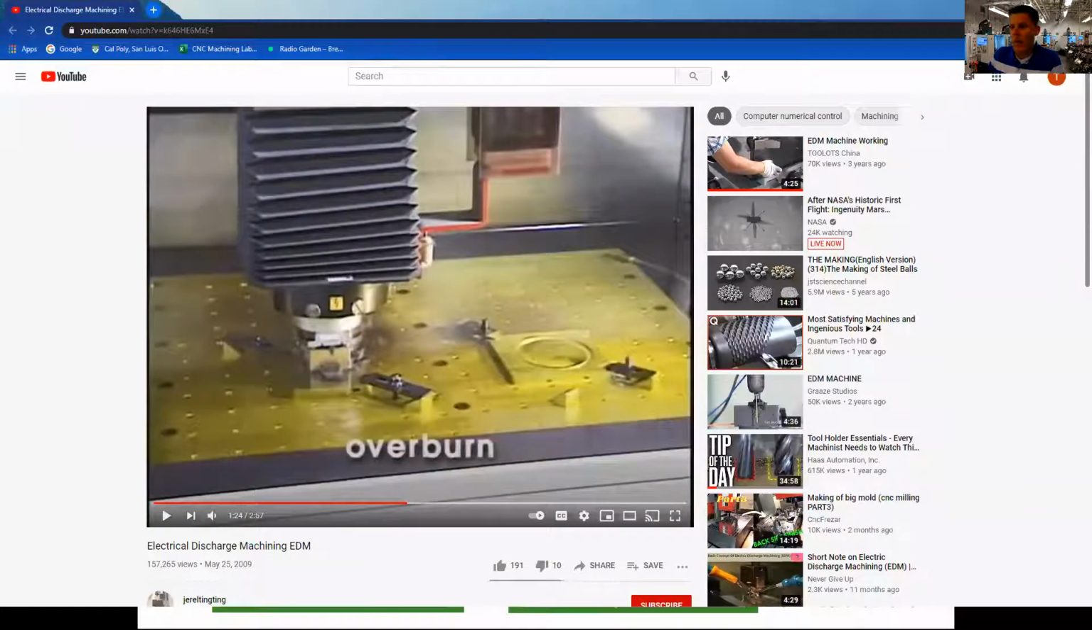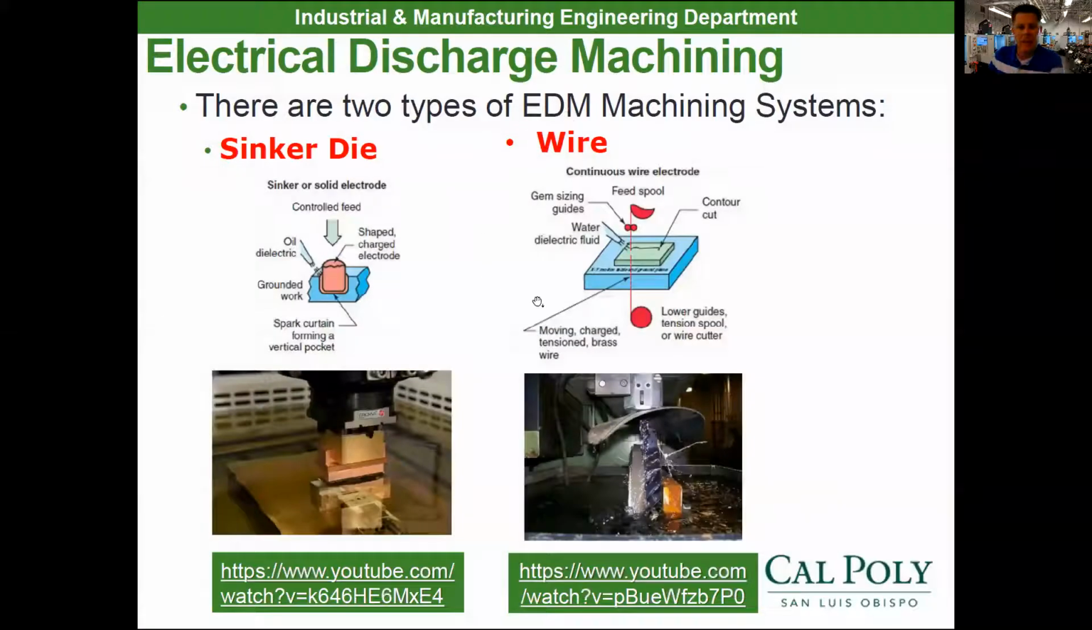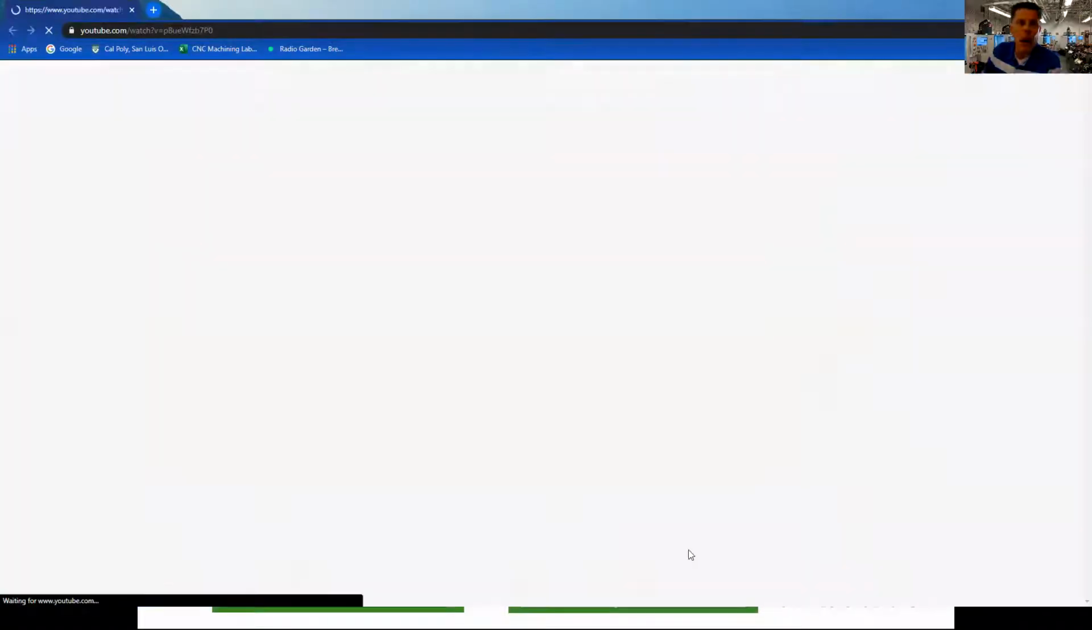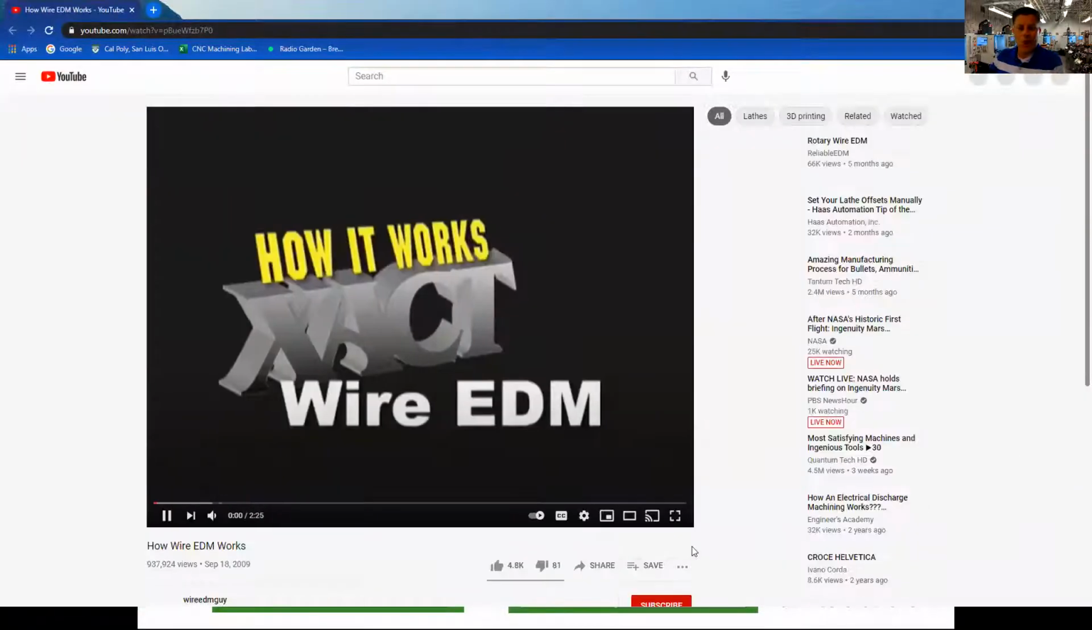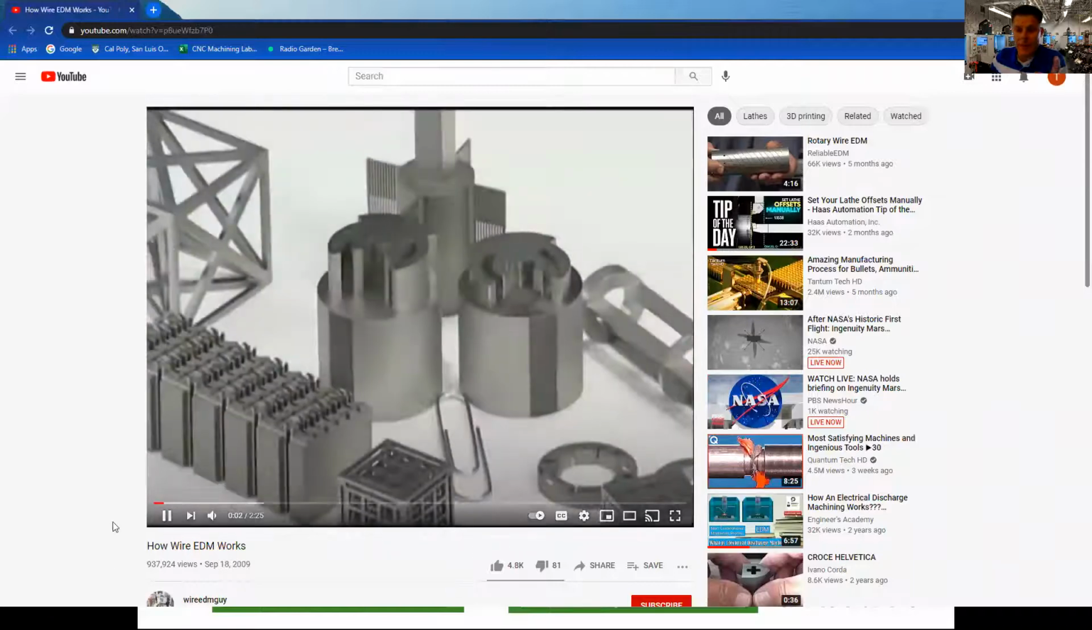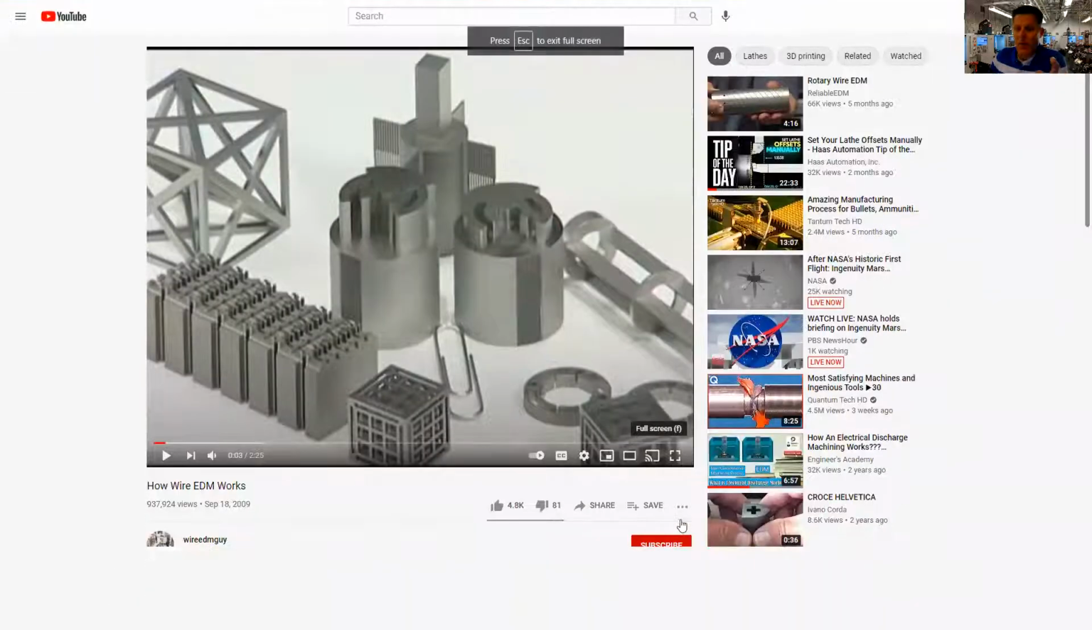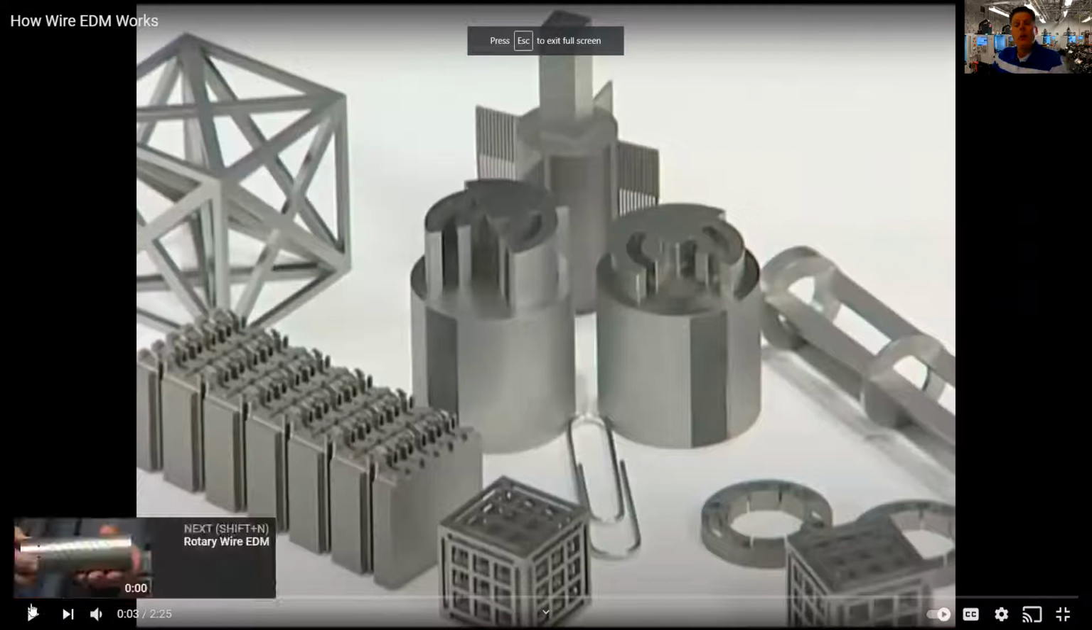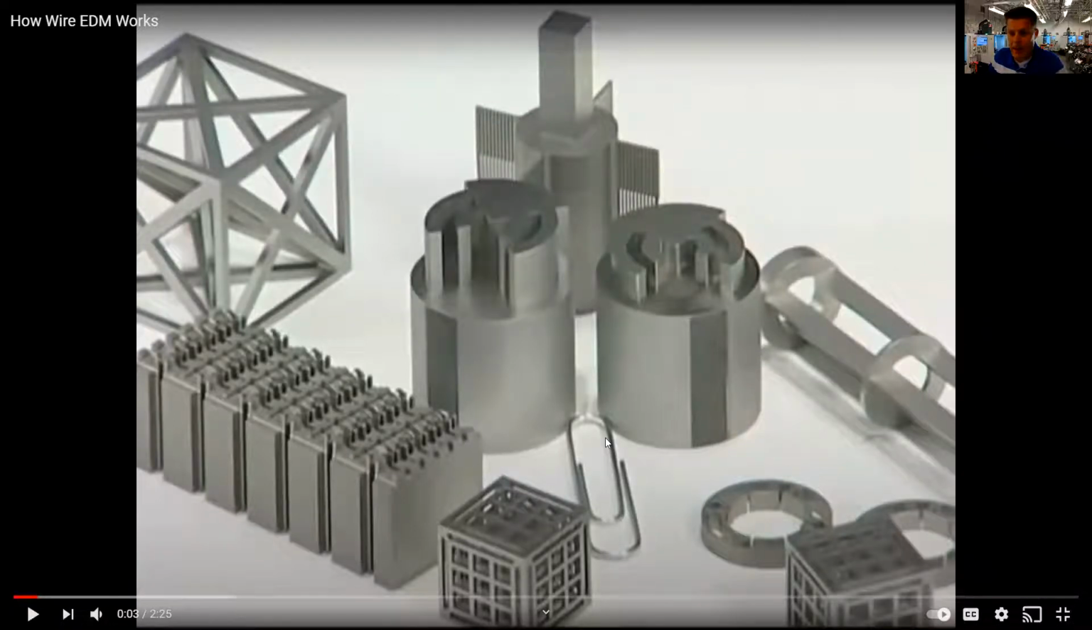But what I really wanted you to do is understand what sinker die is compared to wire EDM. Now, this wire EDM uses a conductive wire. Materials have to be conductive in EDM, but it uses a wire now to cut the part. Look at the size of some of these parts. There's a paper clip right there. Look at the size of the cutouts and what you can do with wire EDM.